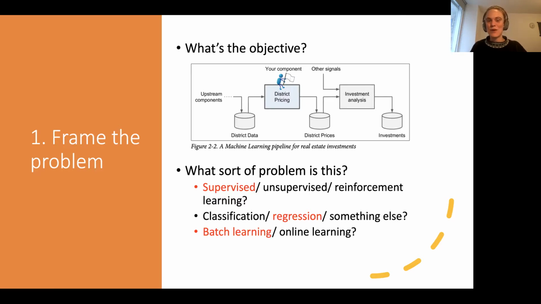In this case, we were looking at a supervised problem, because we have a labeled data set. We have data about the district, and we know what the price is, so we can use those as labels to train a supervised model. It's a regression model because we want a number out. We don't just want to see whether it's expensive or cheap. And batch learning, because the data set is relatively small, so we can fit it all into memory, and there was no apparent need to retrain it frequently.